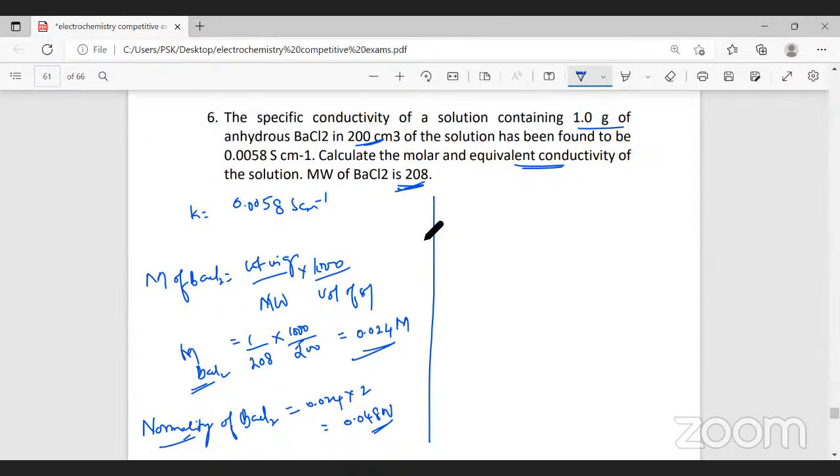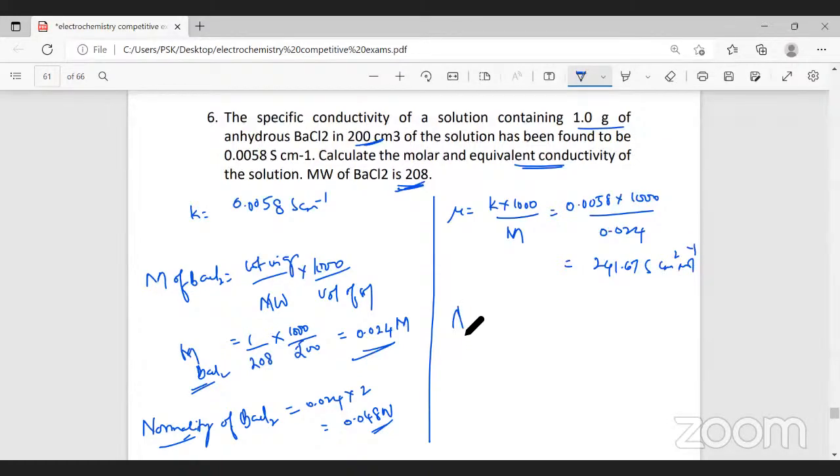Normality we have calculated, molarity we have calculated. Now tell me, how do I calculate the molar conductance? Molar conductance is specific conductance into 1000 divided by molarity. Specific conductance is 0.0058 into 1000 divided by molarity, which is 0.024. Hence the answer for this will be 241.67 Siemens centimeter square per mole.